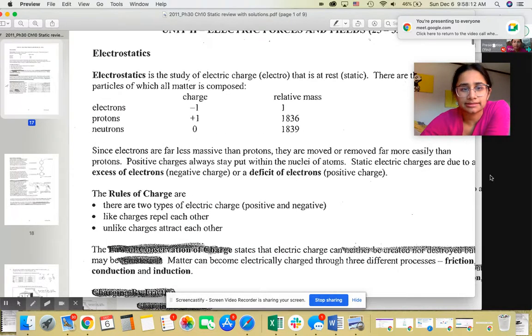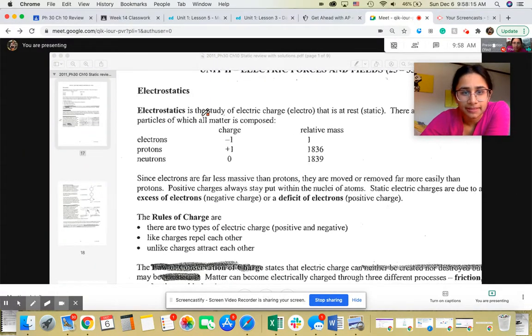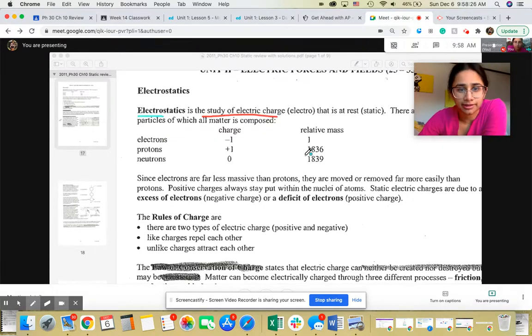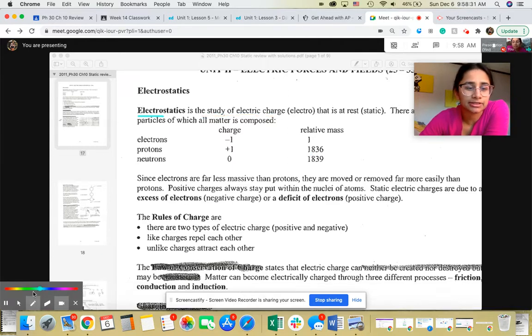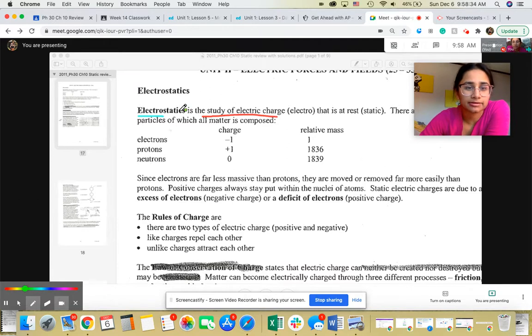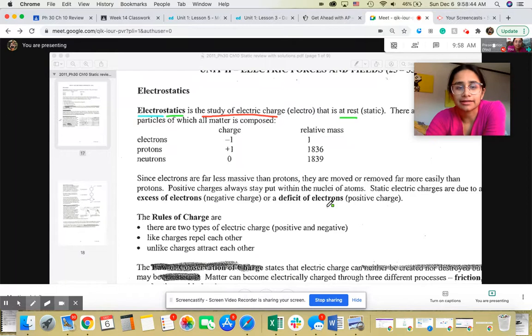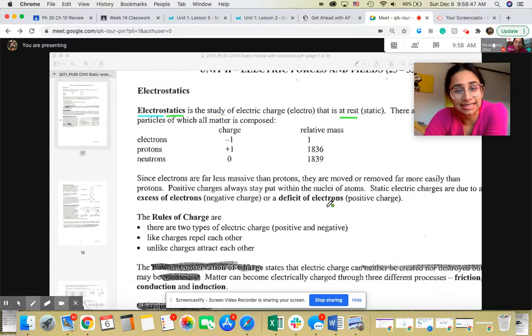Electrostatics is the study of electrical forces. If you break down the word, you can see that it comprises two different words. The first word is electro, and when we refer to electro, we're talking about electric charge. The second word is statics, and it means at rest. So altogether, electrostatics basically means the study of electric charges when they are at rest.